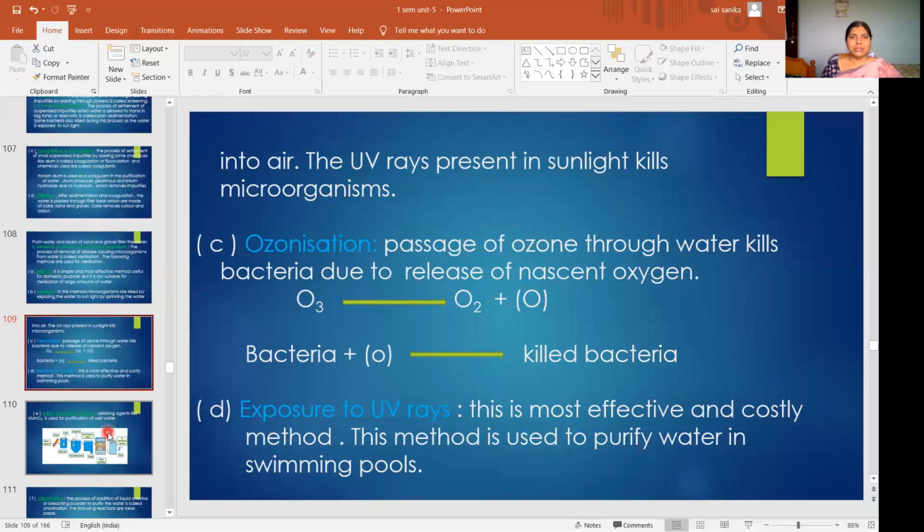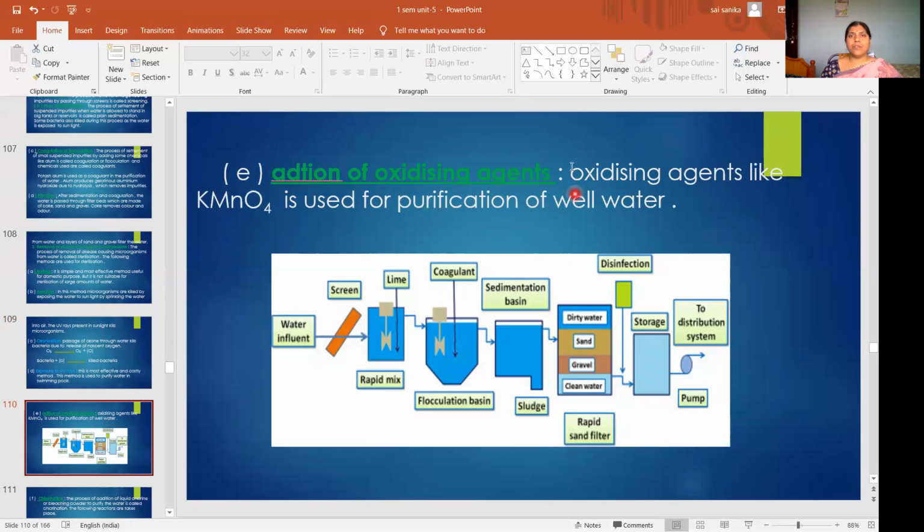The next method is addition of oxidizing agents. By adding oxidizing agents, we can also kill the bacteria. The best oxidizing agent is KMnO4, which is used for the purification of well water. When you want to purify well water, an oxidizing agent like KMnO4, potassium permanganate, is added, and then we purify the water.